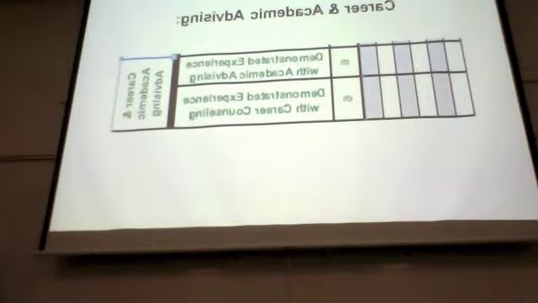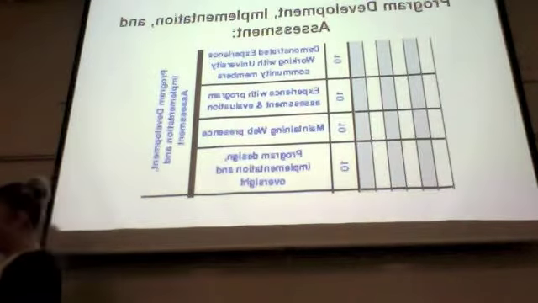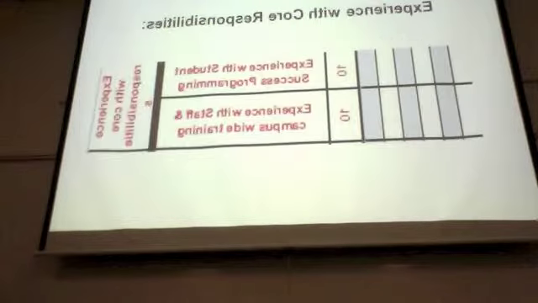Those candidates who have demonstrated experience with academic advising will receive 6 points, and those who have demonstrated experience with career guidance will also receive 6 points. It is possible for candidates to receive both points for these categories. Next up, we have program development, implementation, and assessment. It is here a candidate will receive points for demonstrating experience working with university community members, experience with program assessment and evaluation, maintaining web presence, and program implementation and oversight.